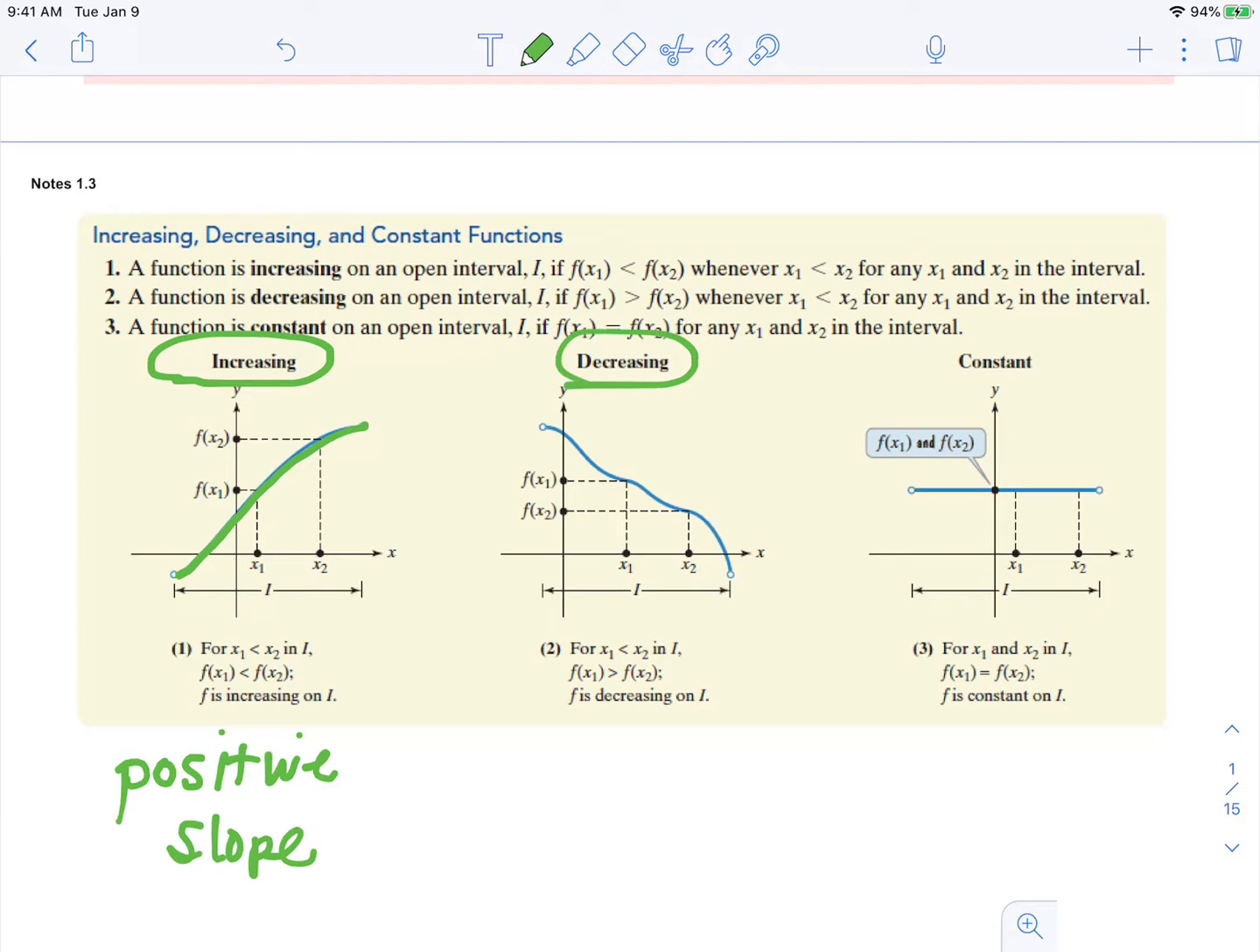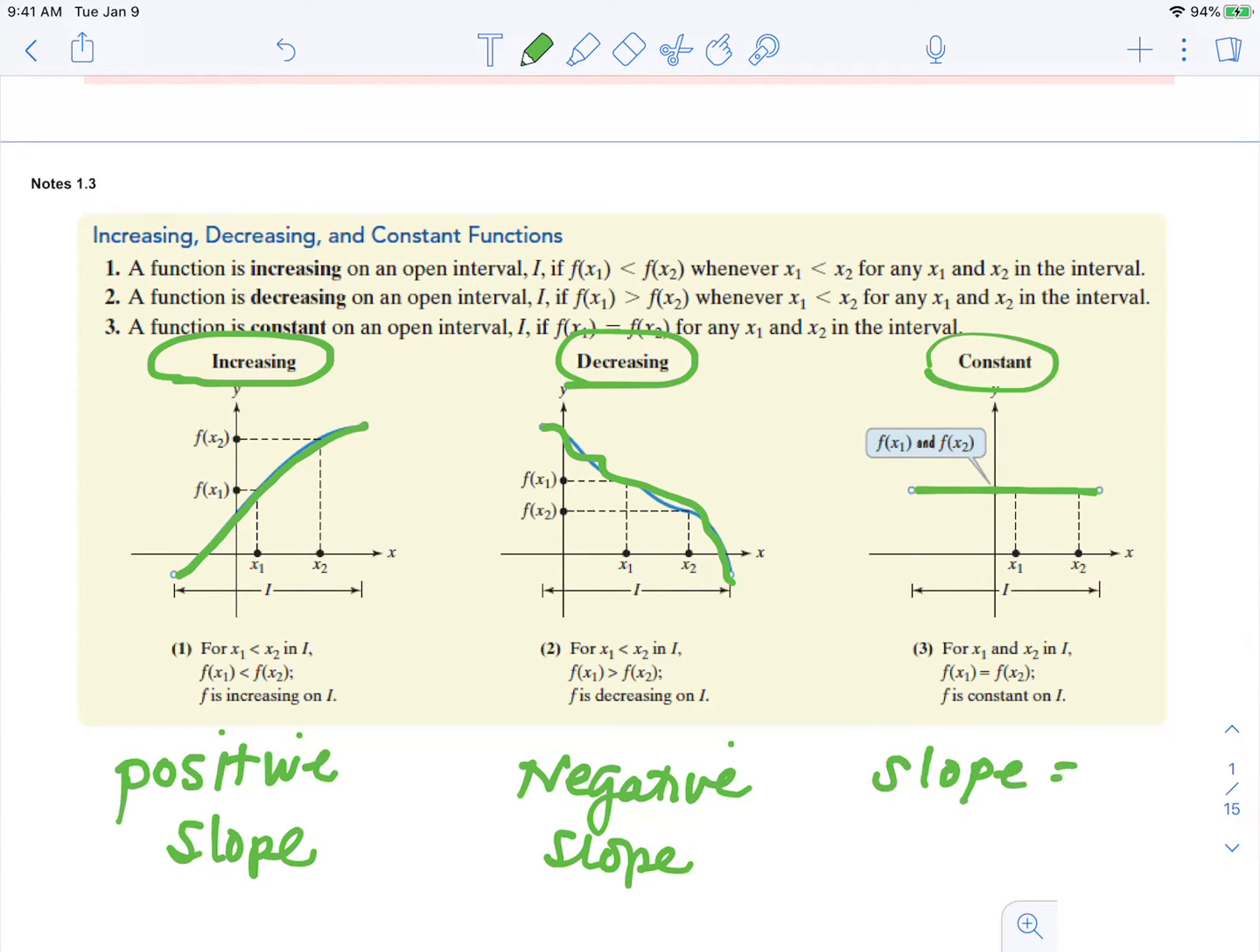The next one is decreasing, kind of going down like this. Those slopes would all be negative. It's decreasing. And then constant: straight across, a horizontal line. The slope is 0. It's horizontal.